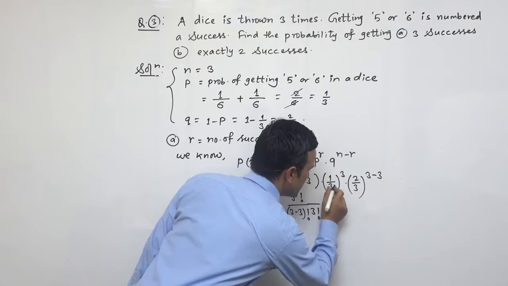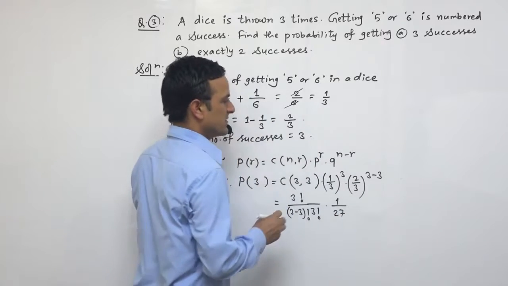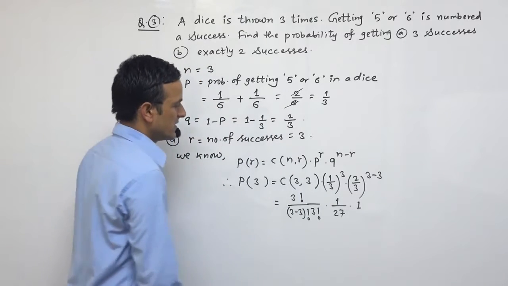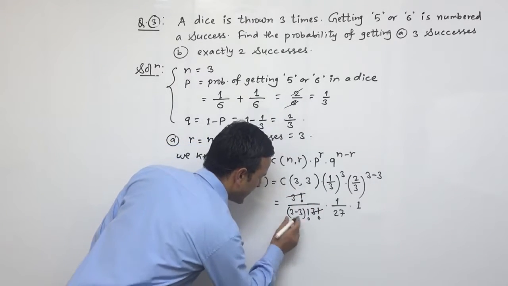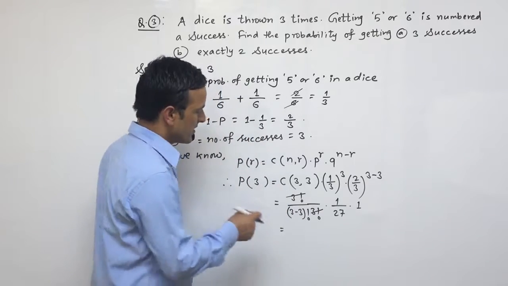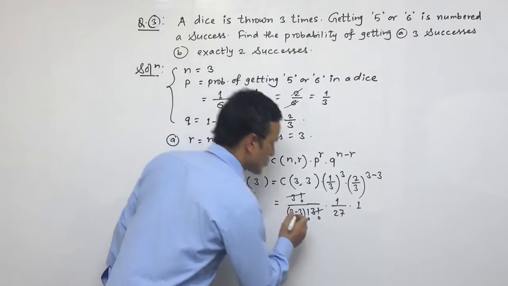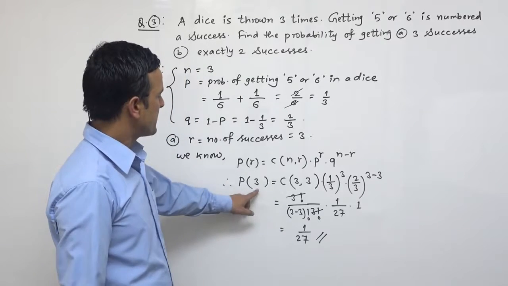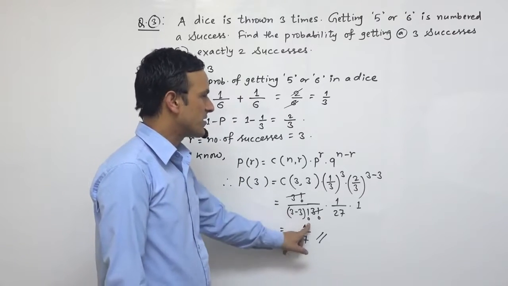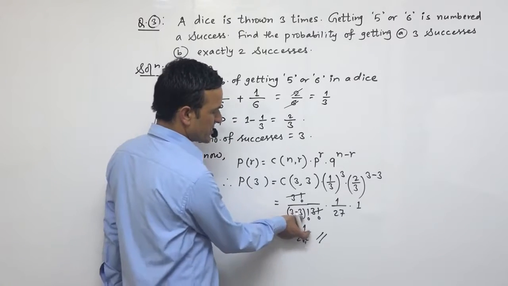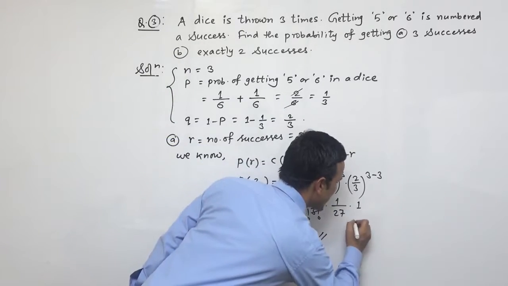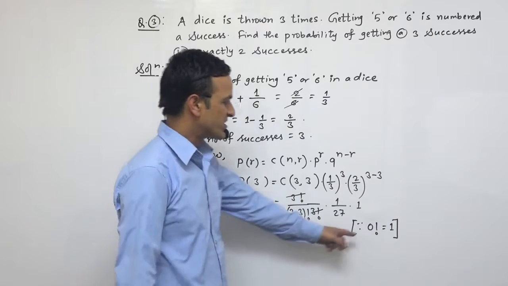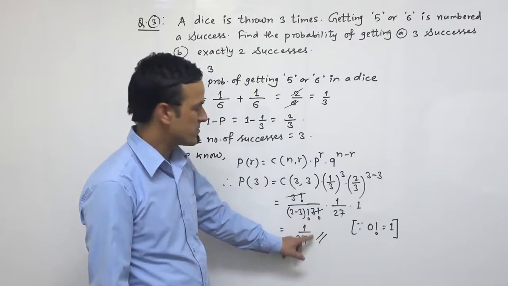And 1 upon 3 को cube means 3 को whole cube means 27. And 2 upon 3 को power 0 means it is 1. 3 factorial cancels. And 3 minus 3 means 0. And 0 factorial means 1. So it will be 1 and the total answer is 1 upon 27. This is the answer for the probability of getting these 3 successes, 1 upon 27. 3 minus 3 means 0 and 0 factorial is always 1. So we can write down 0 factorial is equal to 1. So this is the reason from which we obtain the value 1 upon 27.